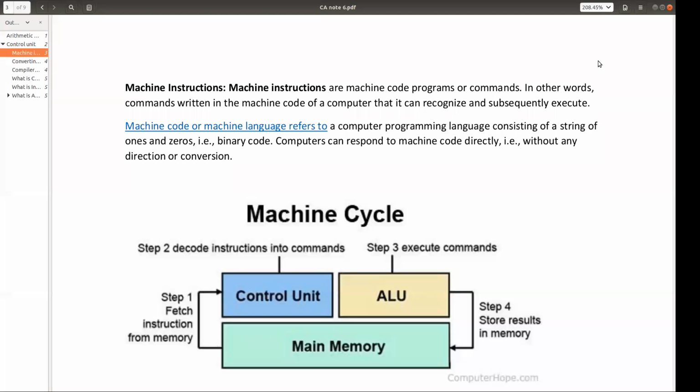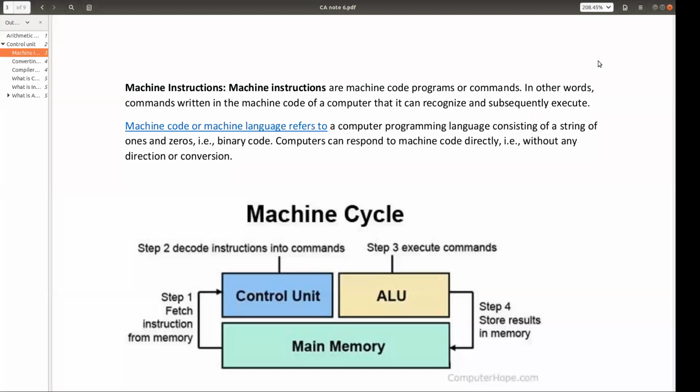So at first, whenever a CPU wants to execute a particular instruction, it will take that instruction, which is technically known as fetch, from the RAM. So CPU will fetch the instruction from the RAM at first.